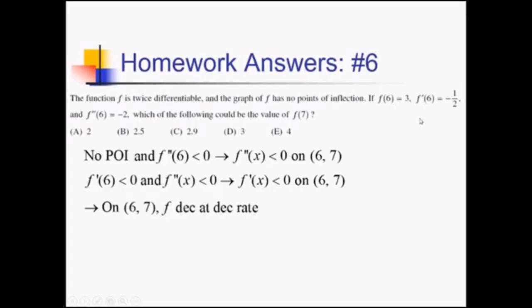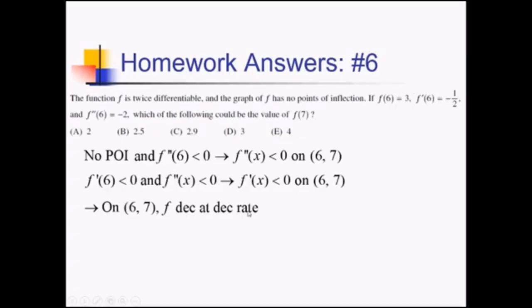Well, let's just pretend that we have a linear function to start off with. So if this function were linear, then we would be doing essentially 3 minus 1/2, because that's the slope at exactly x equals 6. And that would give us 2.5.